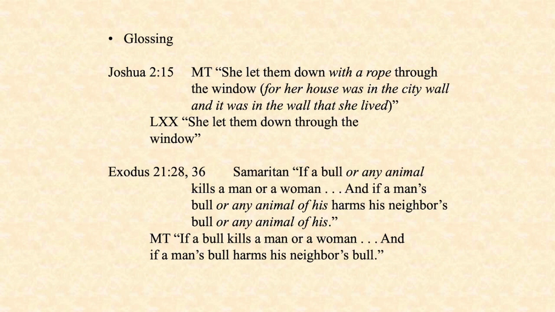Sometimes explanatory notes will be inserted, like a parenthesis. She let them down with a rope through the window, for her house was in the city wall, and it was in the wall that she lived. Whereas the Greek has the simpler, she let them down through the window. In Exodus 21, the Samaritan text says, if a bull or any animal kills a man or woman, etc. Whereas the Masoretic text does not specify that it is any animal.